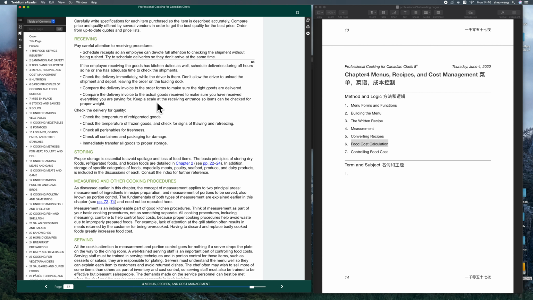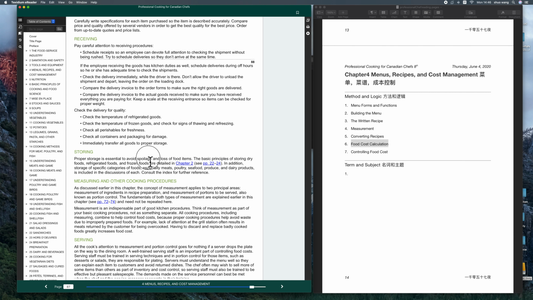Keep a scale at the receiving entrance so items can be checked for proper weight. Check the delivery for quality, check the temperature, check for freshness, and check all containers. Immediately transfer all goods to proper storage.